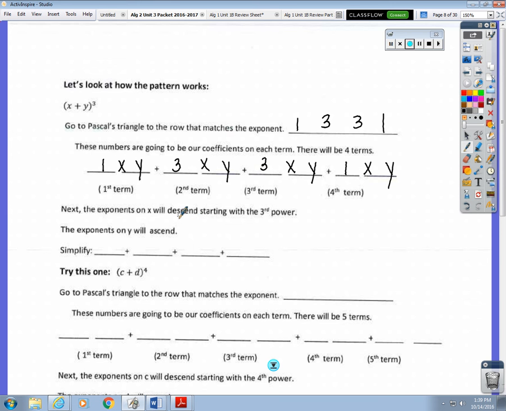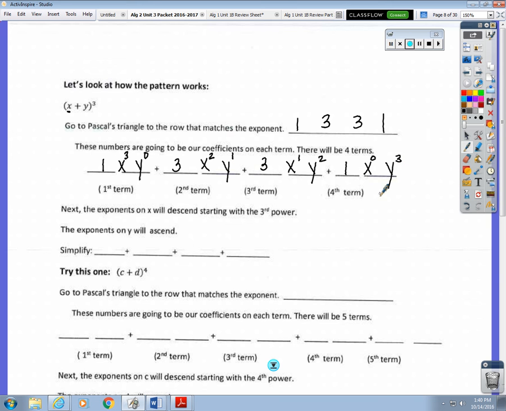Okay, now, since x was first in the binomial, it gets to start out being cubed. Look up here so you don't get lost. Since x was first, it gets to be cubed first. But then from there, it decreases. X cubed, x squared, x to the first, x to the 0. Now, y is the opposite. It wasn't first, so it starts out with 0 and increases.